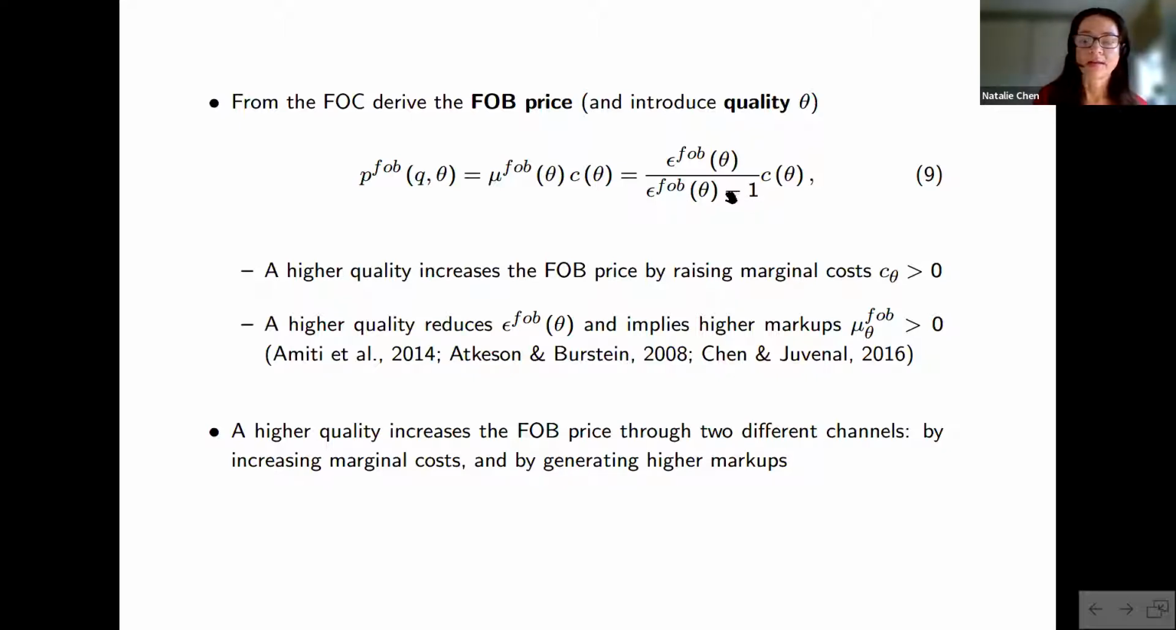Now we introduce a role for quality, and we first assume that a higher quality increases marginal costs. So the marginal cost C here increases with theta. So this captures that if you want to produce higher quality goods, then you need higher quality and therefore more expensive inputs. So the marginal cost increases with quality, but what we also assume is that a higher quality reduces the elasticity of demand, which implies higher markups, which means that this term here, the markup, will also increase with quality. So in other words, what we assume is that a higher quality will increase the export price through two different channels, first by increasing marginal costs, but also by generating higher markups.